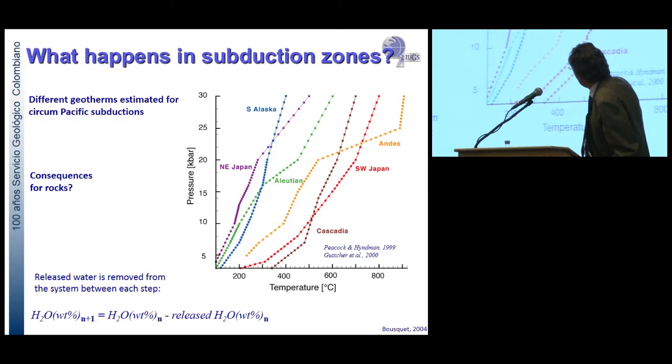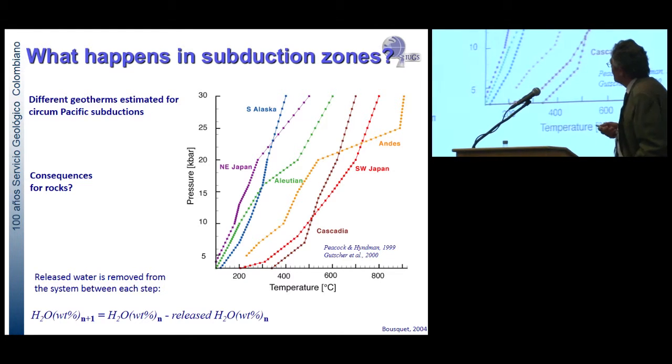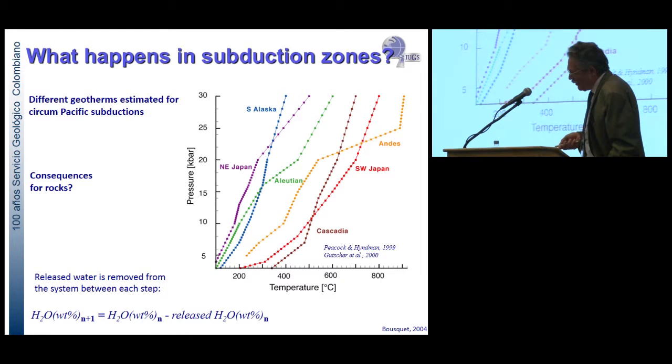Now I would like to show you this by just using different geotherms. What you see here is a pressure-temperature diagram and geotherms as they are published in the literature for different areas of the world: Northeast Japan, the Aleutians, Southwest Japan. Here is a complicated one for the Andes. And these different geotherms have very significant consequences for the rocks. But which consequences do they have?